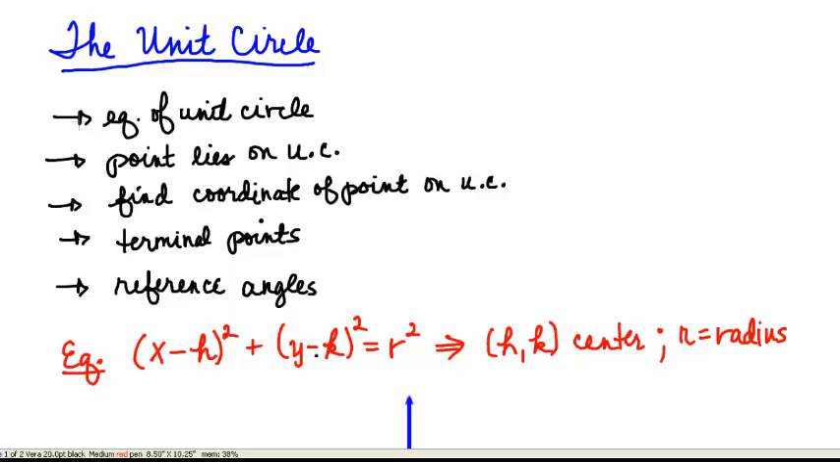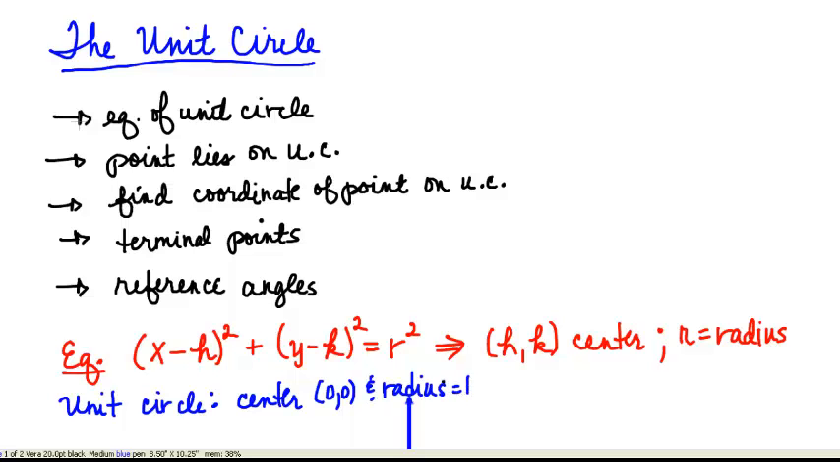So the unit circle is just a specific case of this equation. The unit circle is defined to be the circle with center at the origin and radius 1. And so if we plug into this general form, we would have (x minus 0) squared plus (y minus 0) squared equals 1 squared, or more simply, just x squared plus y squared is equal to 1.